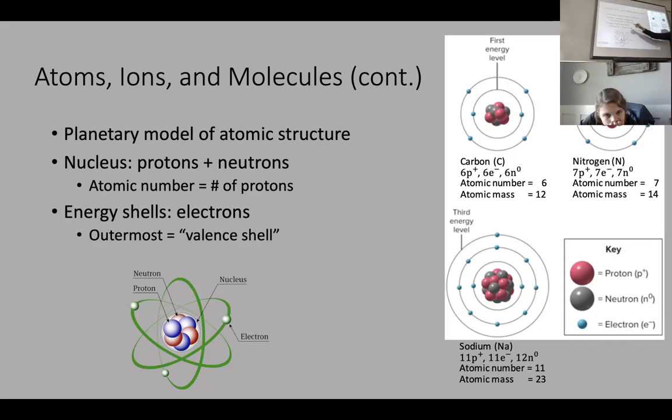The atomic number specifically refers to the number of protons in an atom. So how many protons are there in the nucleus? That's the atomic number. For carbon, there are 6 protons in the nucleus. And for our purposes, most of the time, it's going to be the same number of electrons. So if there's 6 protons, there's also 6 electrons, and they're found out in these orbitals in the energy shells.